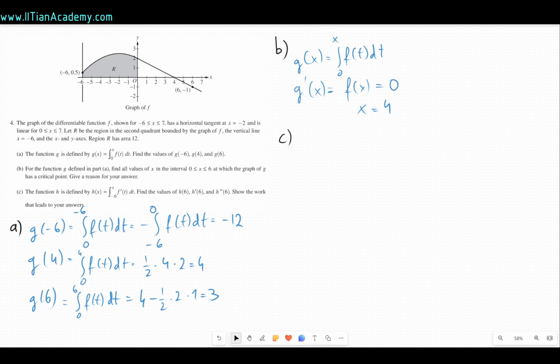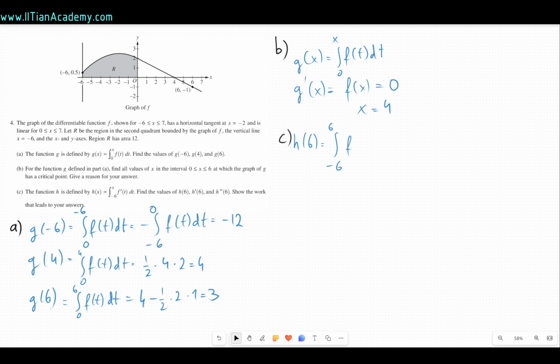So in part C, we are defining a new function h as the integral from minus 6 to x of the derivative of f of t. We need to find firstly h of 6. So this will be equivalent to taking the integral from minus 6 to 6, f prime t dt. So we can simplify this out.